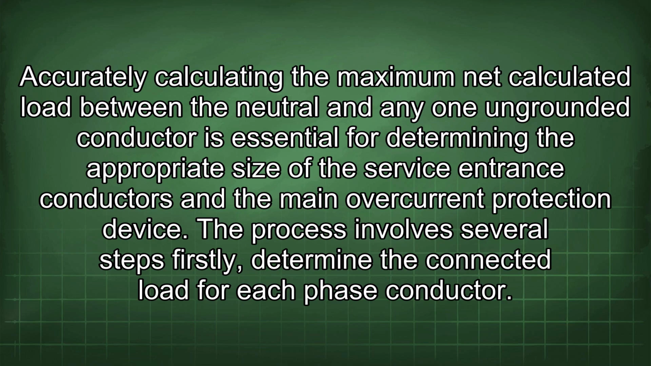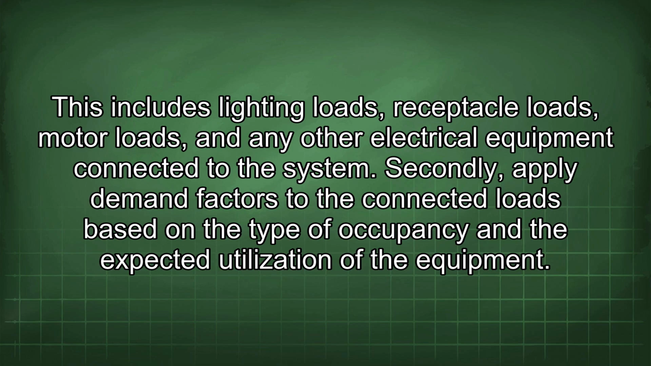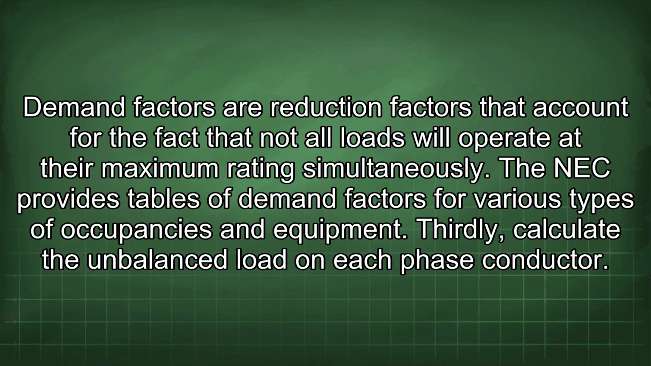Firstly, determine the connected load for each phase conductor. This includes lighting loads, receptacle loads, motor loads, and any other electrical equipment connected to the system. Secondly, apply demand factors to the connected loads based on the type of occupancy and the expected utilization of the equipment. Demand factors are reduction factors that account for the fact that not all loads will operate at their maximum rating simultaneously. The NEC provides tables of demand factors for various types of occupancies and equipment.